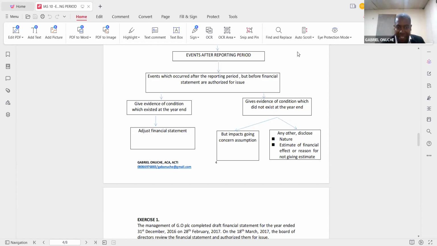The standard did not mention audited. What the standard mentioned is authorized by the board of directors. Whether the board authorized financial statement before audit, I don't think any financial statement will be authorized by the board if it is not audited. But the standard did not mention whether it is audited or not. What the standard says is when was the financial statement authorized by the board of directors.